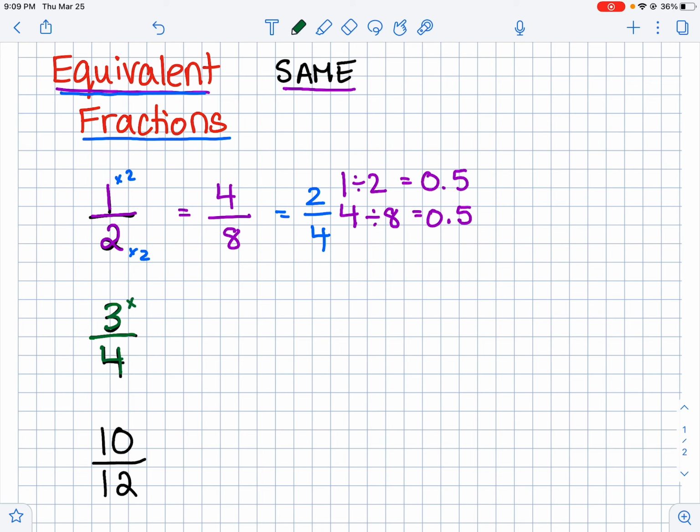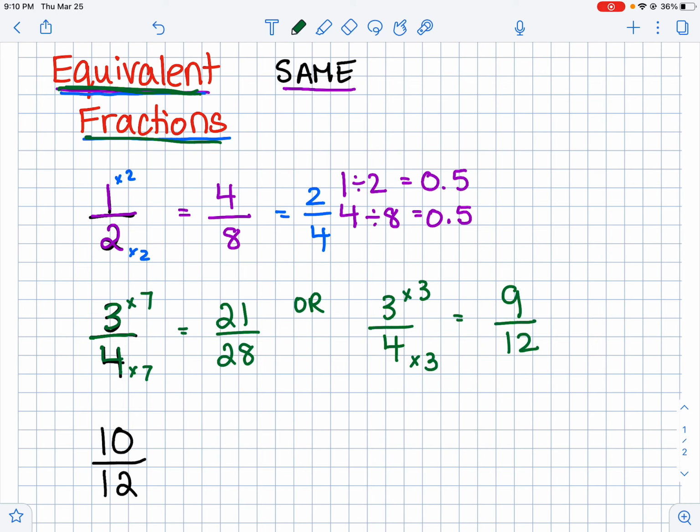I can multiply it by 7. Any number. This can be any number. It would become 21 over 28, which is an equivalent fraction. Or I could take 3 over 4 and multiply it by 3 if I want to get 9 over 12. They're equivalent fractions. They're both the same.